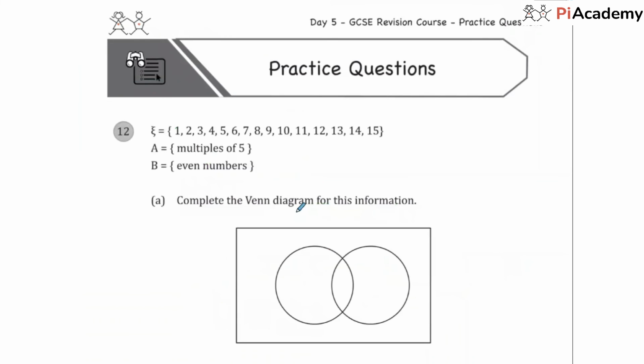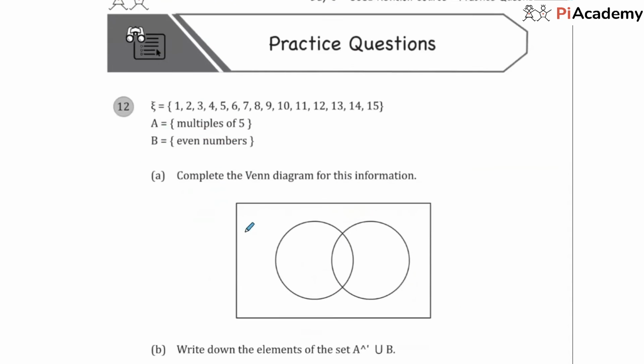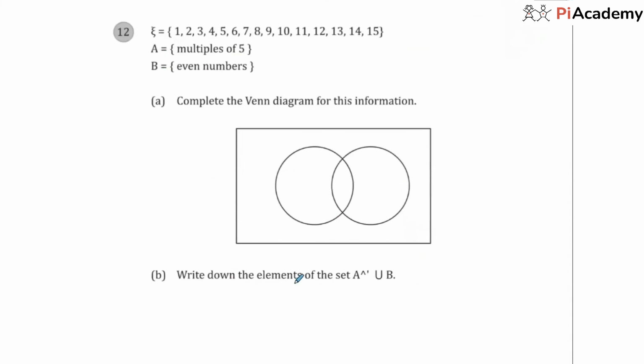Okay, here you go. Sigma is equal to 1, 2, 3, 4, 5 up to 15. A is multiples of 5. B is even numbers. Complete the Venn diagram. Write down the elements of the set A. Intersection. What is this? What is this? A dash union B. Basically, it should be like this: A dash union B. You know what is dash, right?